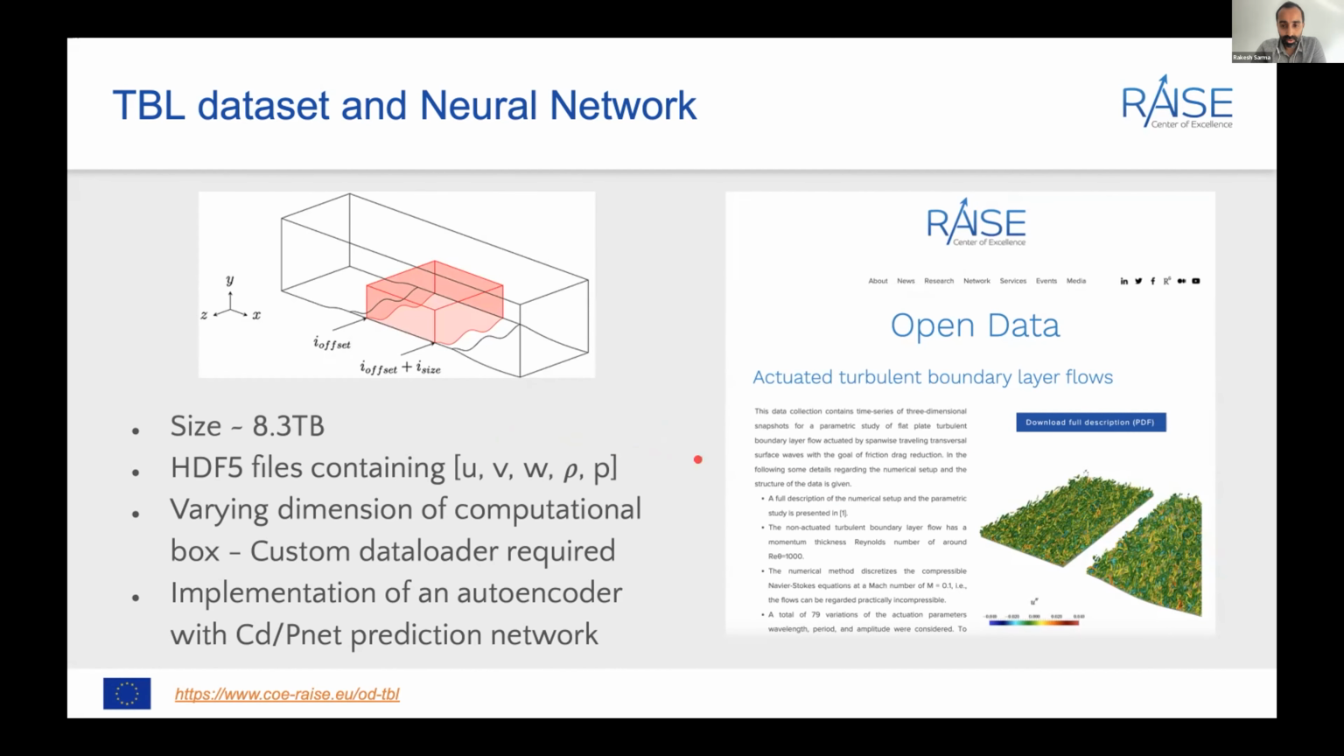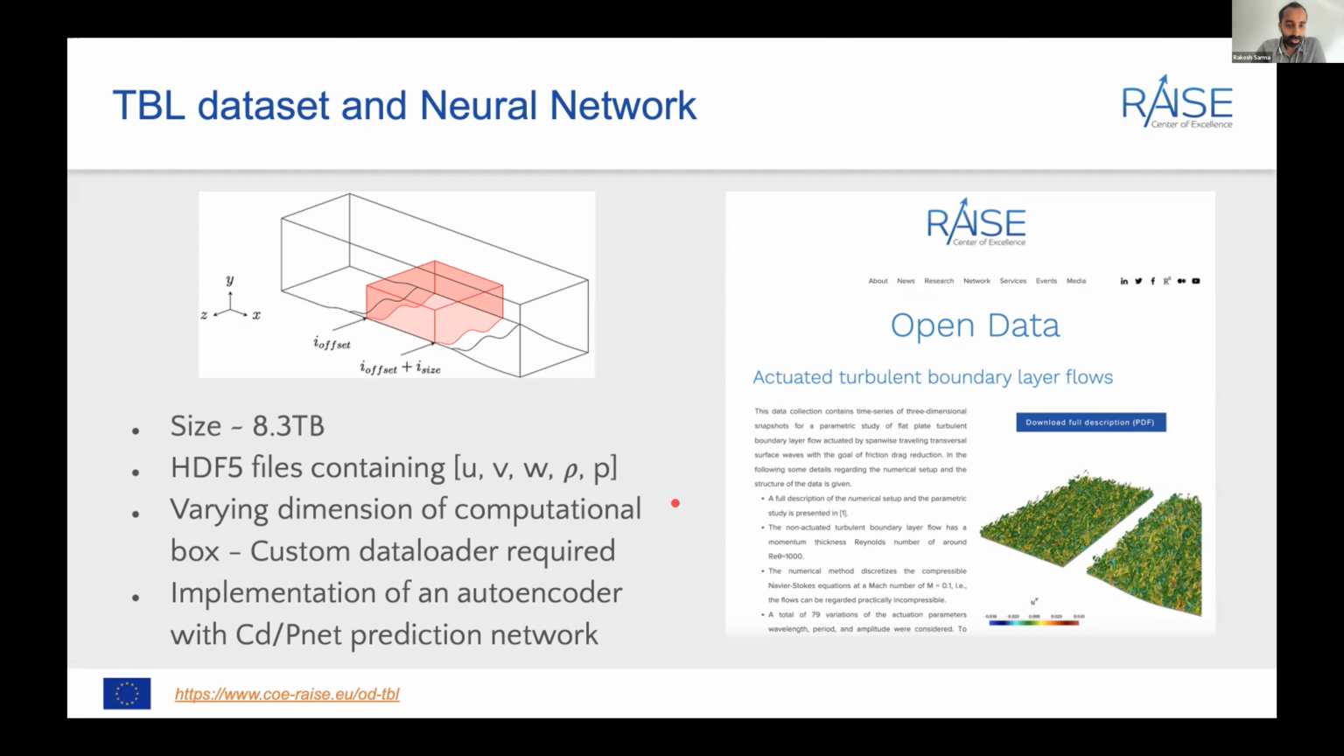Just to give you an introduction to what is contained in this data file, we have HDF5 files, and we have three velocity components, U, V, W, and the density and the pressure fields.